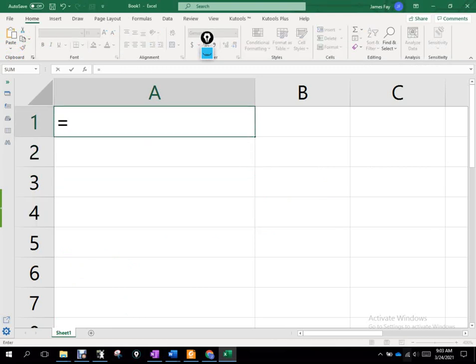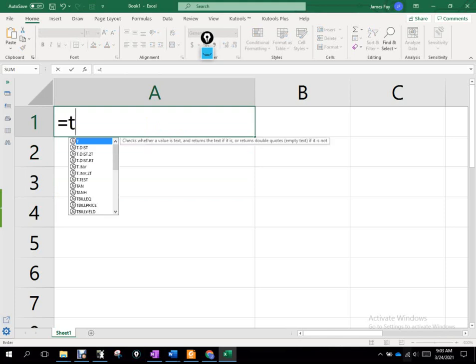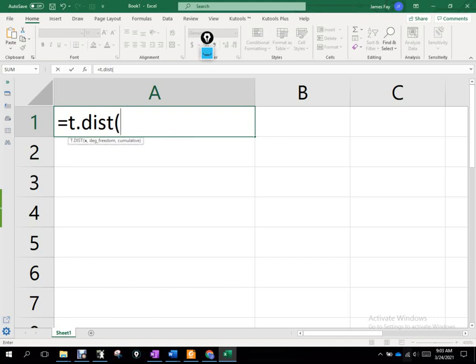Okay, I'm going to hit equals t dot dist. And actually, it's got to be, I'm looking for the inverse. I'm looking for it to give me a critical value back. So I'm going to type in inverse, or nope, it's t.inv.